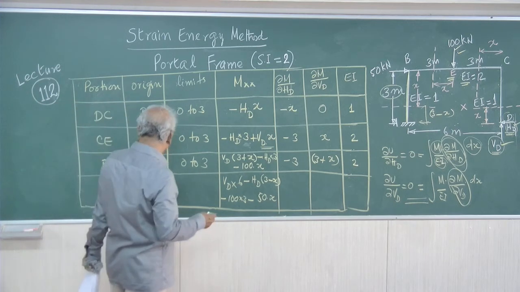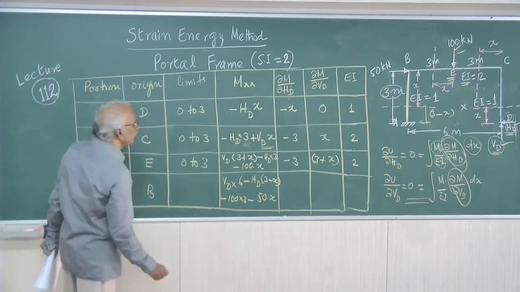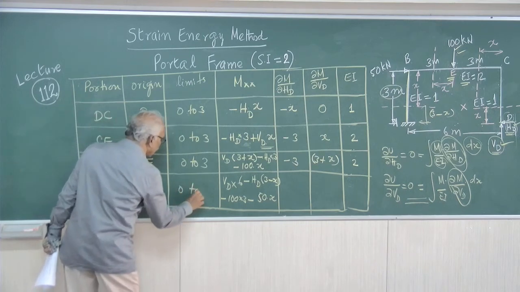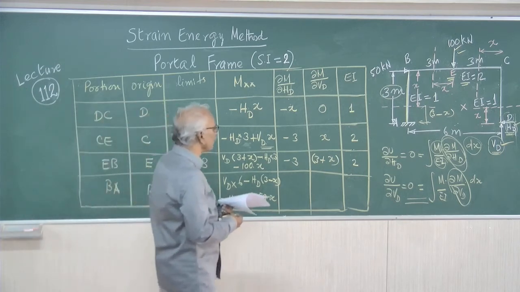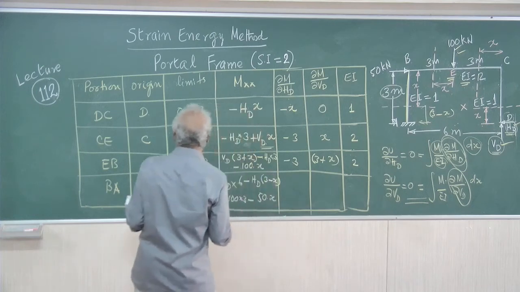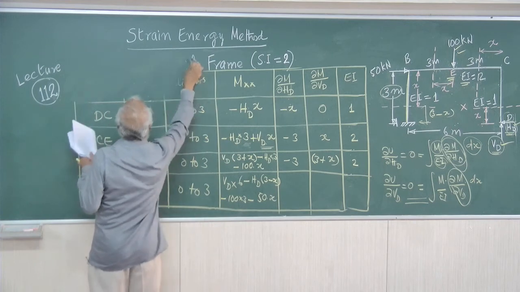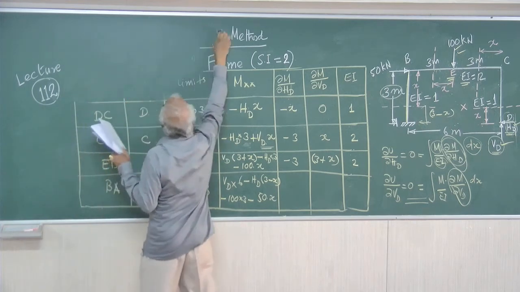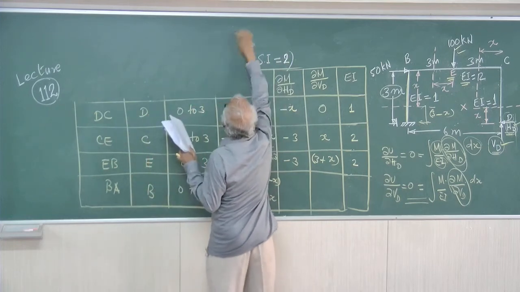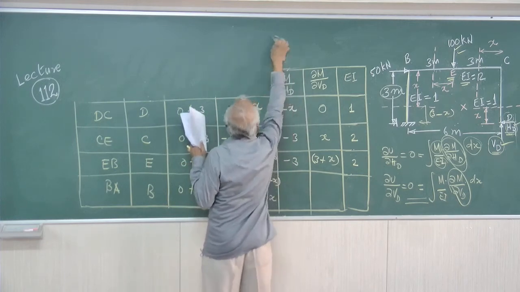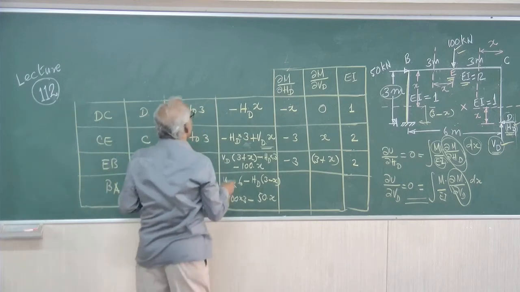Now coming to the BA, origin is B, and limits will be 0 to 3 meters. B to A, it is 0 to 3 meters. So this is a very, very important calculation. Now, for want of space, I will just rub off the portion above. Right. Now there are two equations. So this is Mx.